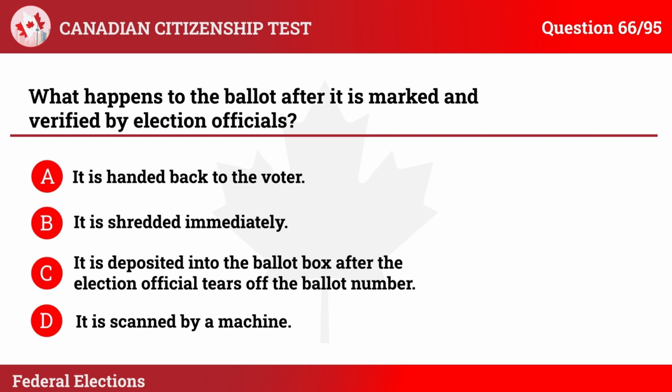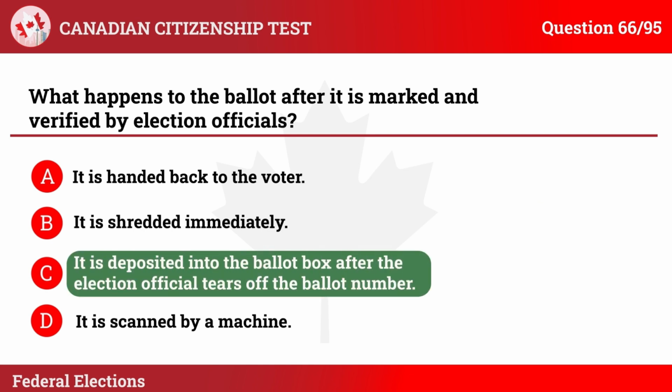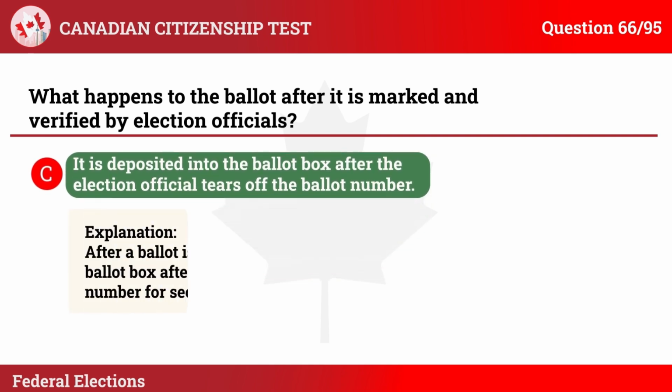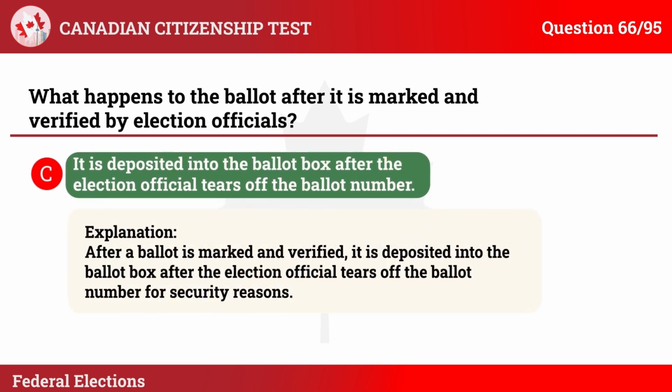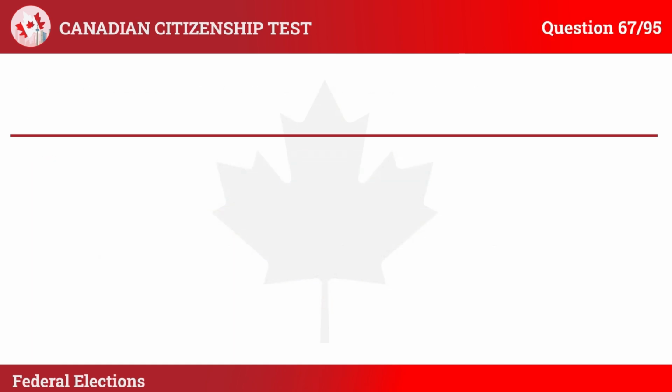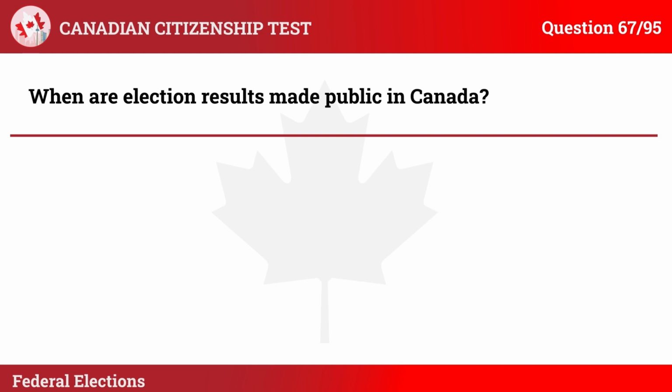The correct answer is C. It is deposited into the ballot box after the election official tears off the ballot number. Explanation: after a ballot is marked and verified, it is deposited into the ballot box after the election official tears off the ballot number for security reasons. Question 67. When are election results made public in Canada?